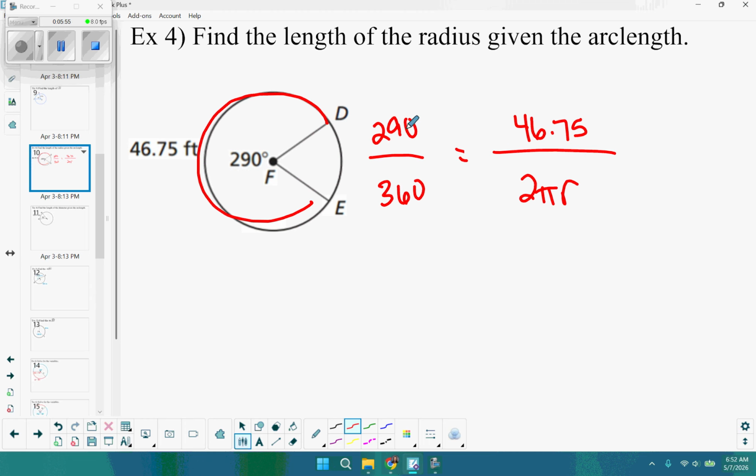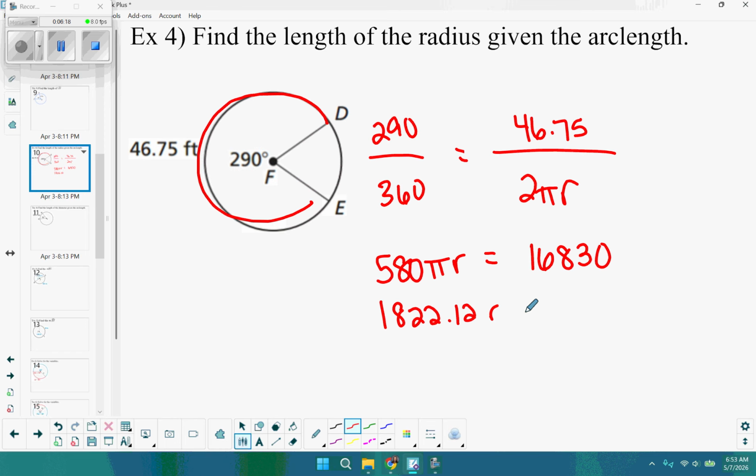So again, we're going to cross multiply. I'm just going to right now do 290 times 2 times pi, 580 pi r, and then I'll turn that into my decimal in a second. And 360 times 46.75 gives me 16,830. All right, so if I have my 580 pi, that's really 1822.12. But I'm going to use that whole number in my calculator to divide. So I'm going to hit 16,830 divided by my answer, and I get 9.24. My units were feet, so feet.